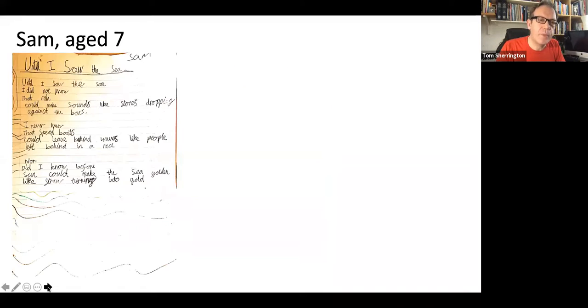And I'm going to end on this. This is one of my favorite examples of scaffolding, which comes from my own son. I found this in the room that I'm sitting in now, in a box of his stuff last year. He wrote this poem when he was 7. Just have a quick look at that. I'll just read out the last line: "Nor did I know before sun could make the sea golden like straw turning into gold."